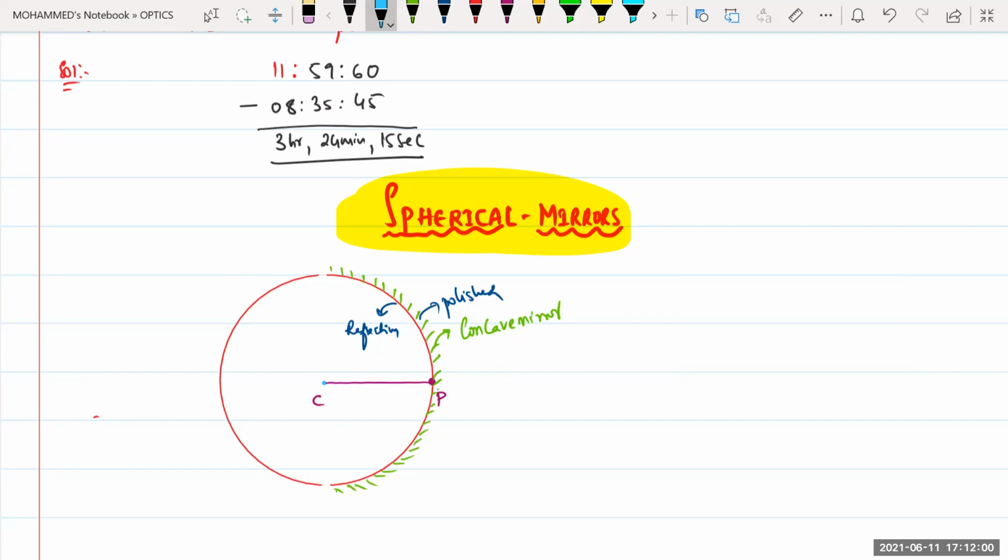Now, if the inner surface is silvered, then beta? Convex, sir. The outer surface will be reflecting.